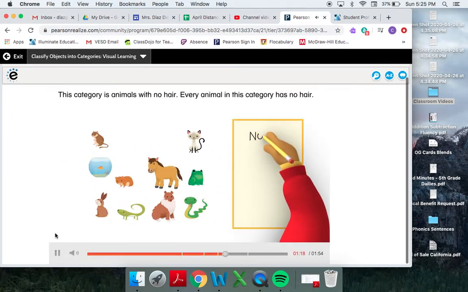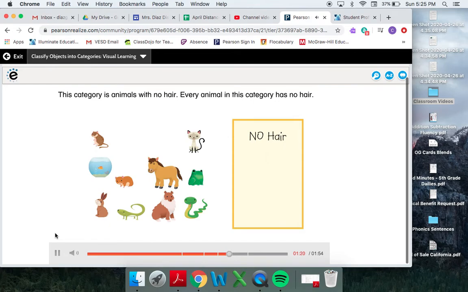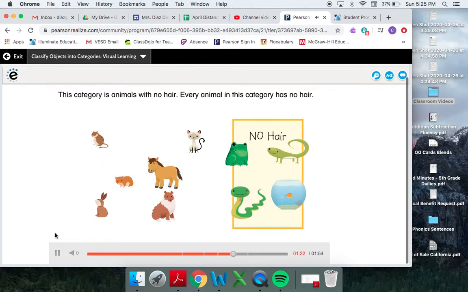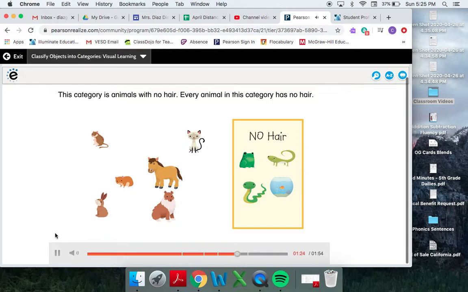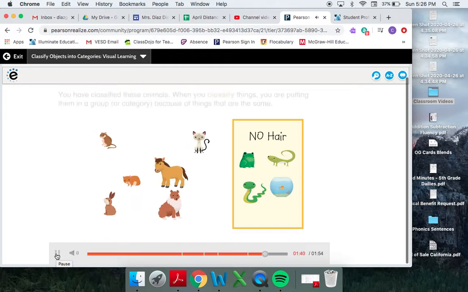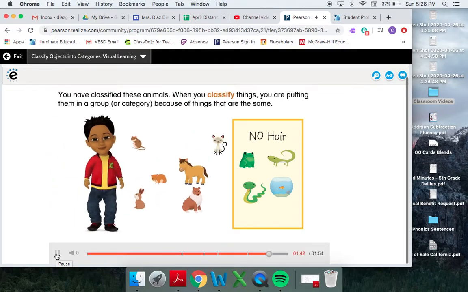This category is animals with no hair. Every animal in this category has no hair. Should the dog be in this category as well? Again, since the no hair means this should not be in this category because it does have hair. No, the dog should not be in this category. The dog has hair.